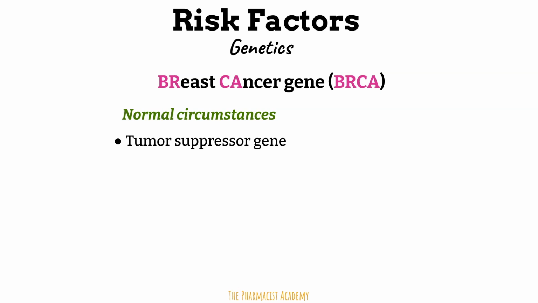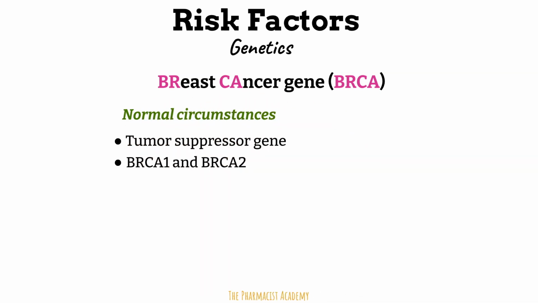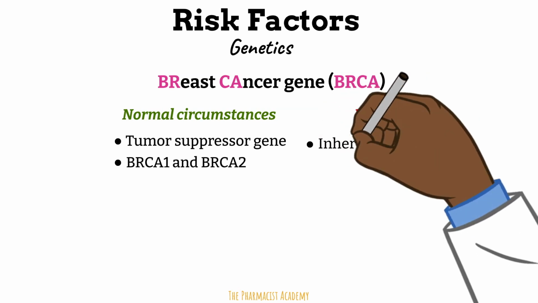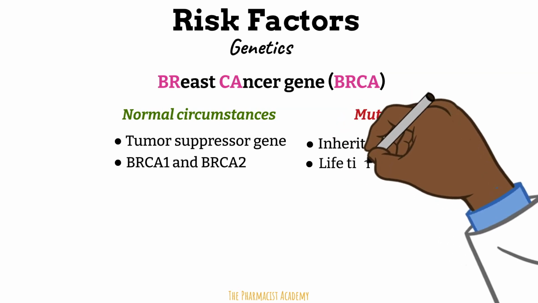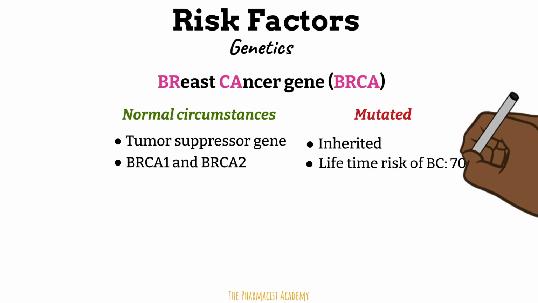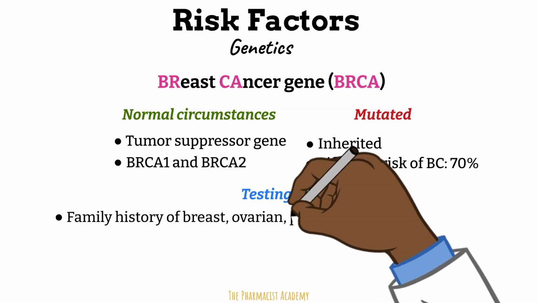There are two types of BRCA genes, BRCA1 and BRCA2. Unfortunately, when this gene is mutated, that is when we have major problems. Although it's possible to acquire the mutation during your life, most are actually inherited. Having the mutation in either BRCA1 or 2 increases your lifetime risk of developing breast cancer by 70%. This is extremely concerning, so it's important to know if you should get tested so the proper preventative measures could be taken. It is recommended to test for the BRCA mutation if you have a family history of any of these cancers.